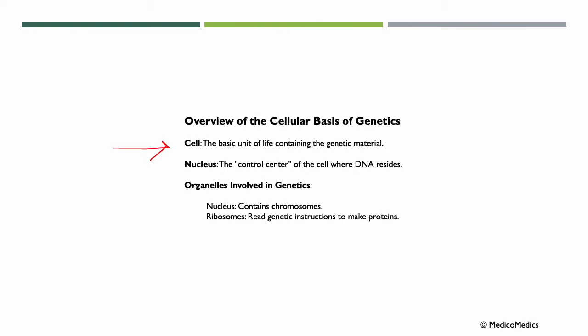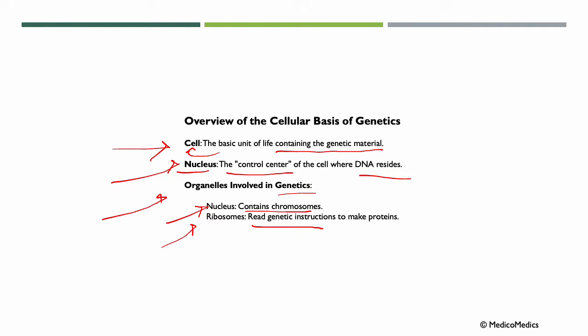Now, the basic unit of life is the cell, and it contains the genetic material. We have a nucleus, which is the control center of the cell where the DNA resides. And some organelles involved in genetics include the nucleus, which contains the chromosomes, and ribosomes. These read genetic instructions in order to make proteins.